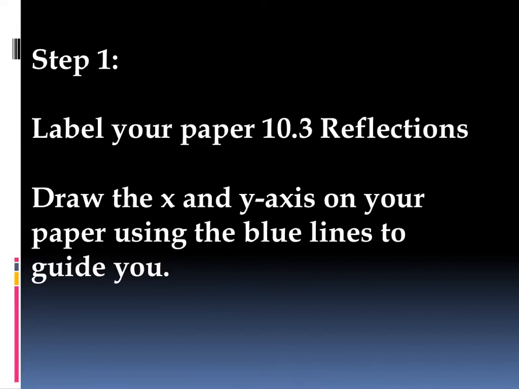All right, step number 1, go ahead and label your paper 10.3 reflections, and then draw the X and Y axis on your paper using the blue lines to guide you. So use your ruler for this part, keep your paper vertically, so the long way up and down, and then kind of estimate where the middle is for your X axis and then where the middle of the paper is for your Y axis, and go ahead and draw those 2 lines.